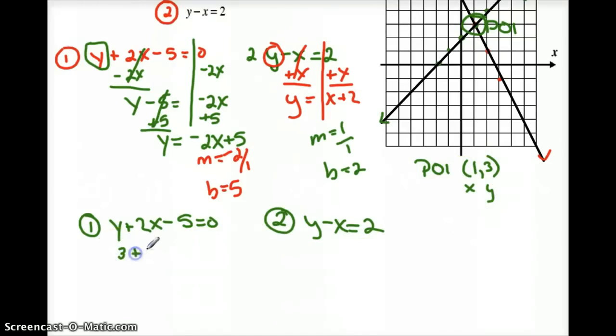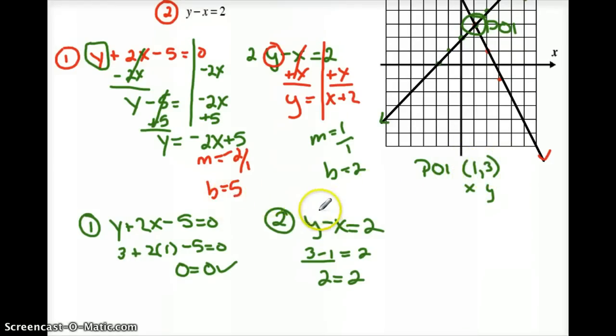So we have 3 plus 2 times 1 minus 5 equals 0. So 3 plus 2 times 1 is 2. 3 plus 2 is 5, minus 5 is 0. So 0 equals 0. So that checks. The second one would be 3 minus 1 equals 2. Well, 3 minus 1 is 2, and 2 equals 2. And just to remind you, we're getting those xy values from this point. We're substituting the point into both the equations to check to make sure that they are actually the point of intersection.